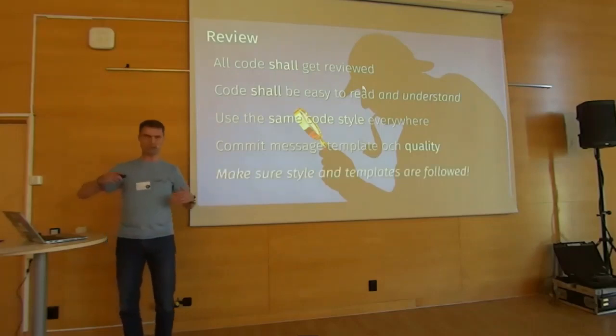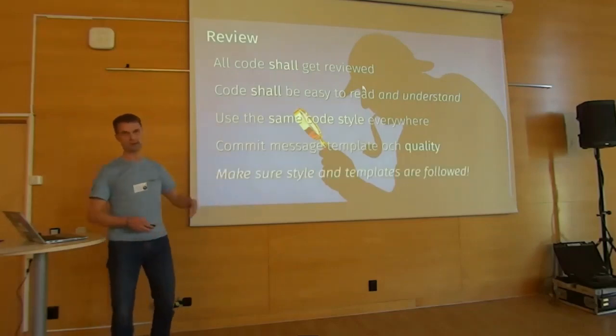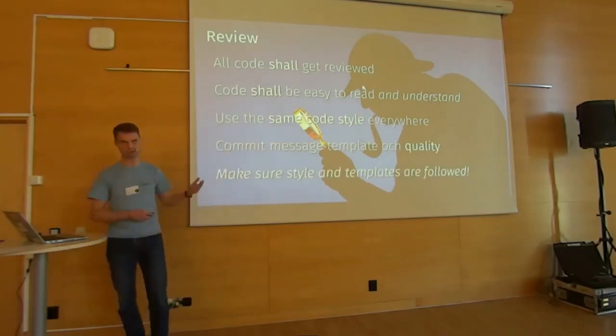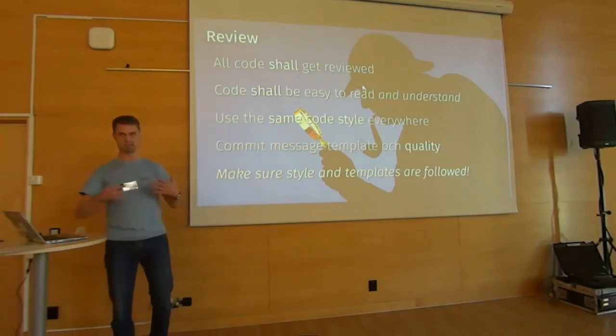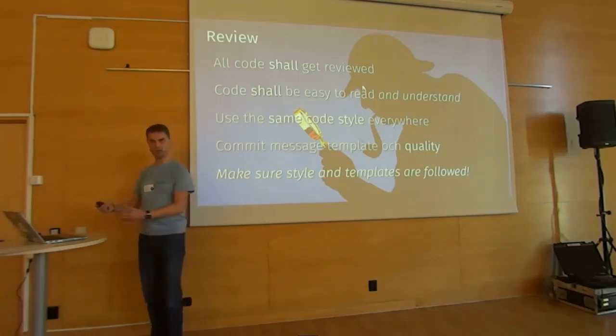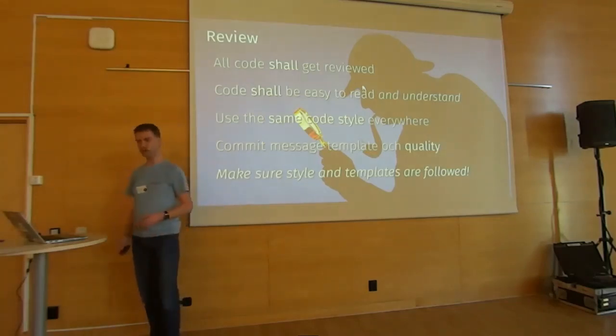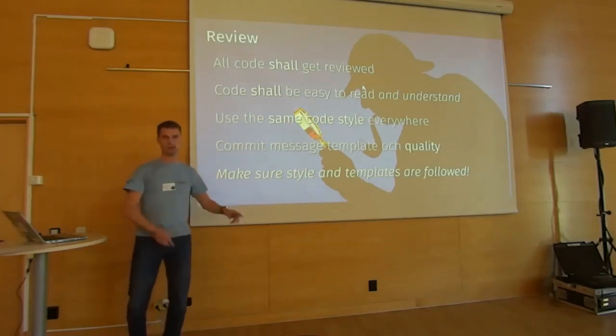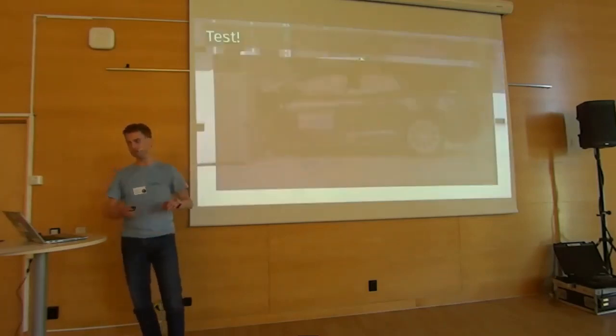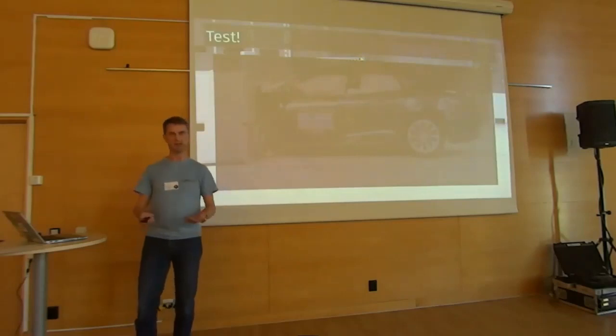And of course, when you review something, you make sure that the author of the code follows this style, the style guide of the code, the template in the commit message. Quality code, quality commit message, easier to read and understand and follow. And once you've written the code, you review the code, you merge the stuff, and you start testing it. So of course you have a lot of tests, right?